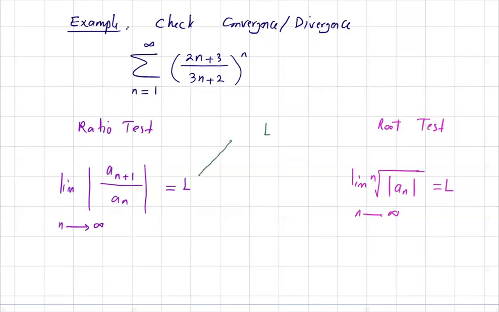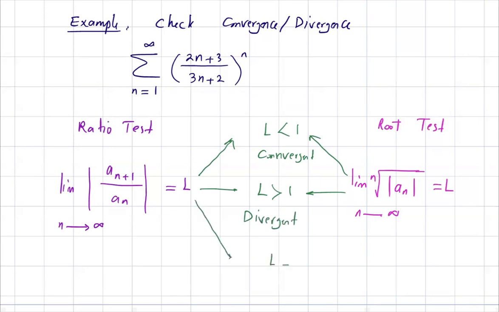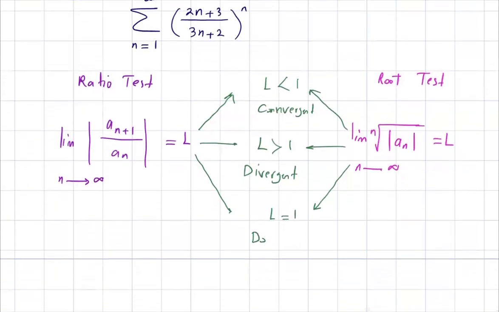If L is less than 1, the series is convergent, both of these. If L is more than 1, or if it's infinity, then the series is divergent. And if L is equal to 1, it's inconclusive. It means that the test does not work for us here.